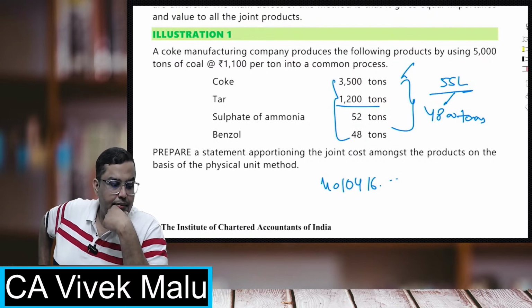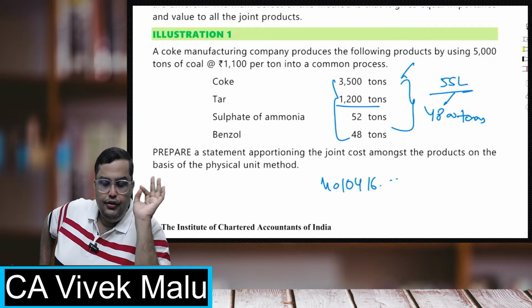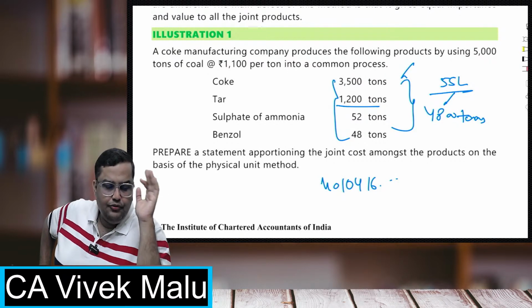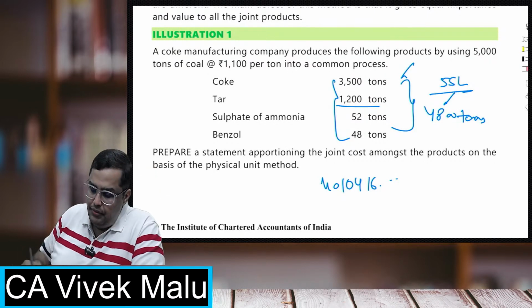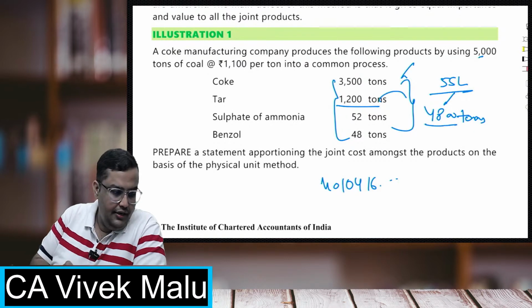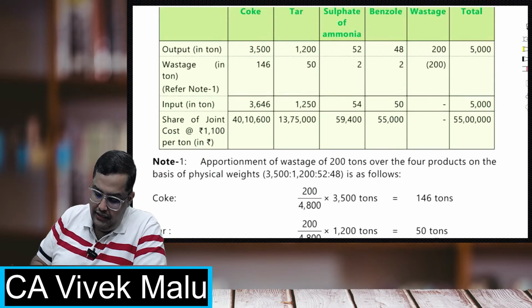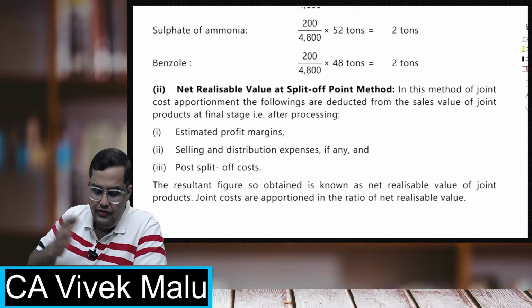So Shiraksha, Samitha, Shreya, your answers are correct. That is 13,75,000. It is absolutely perfect. You simply divide 55 lakh by 4,800, multiply by 1,200. Avisha, Vaishnavi, everybody, your answers are correct. This is how we do it.